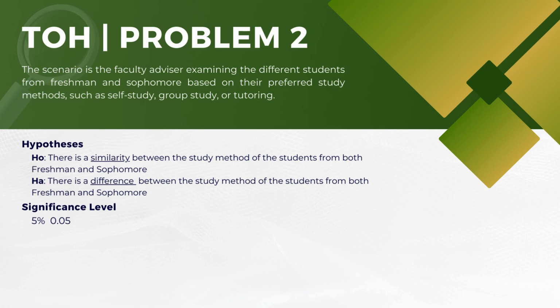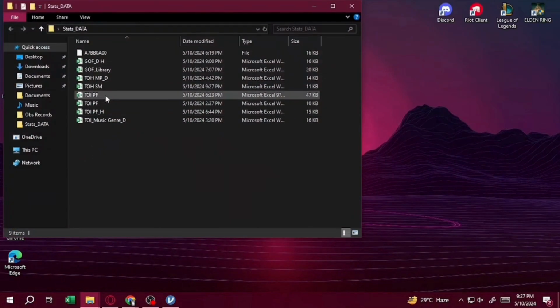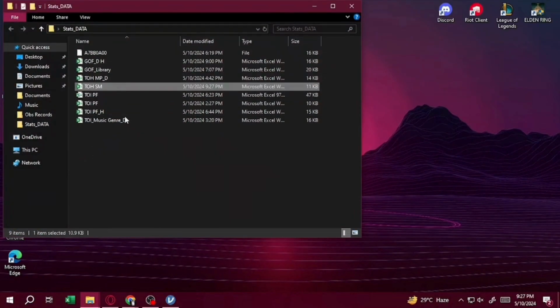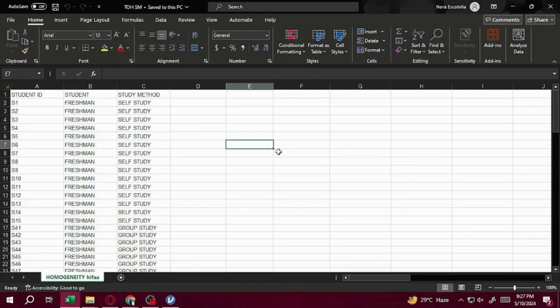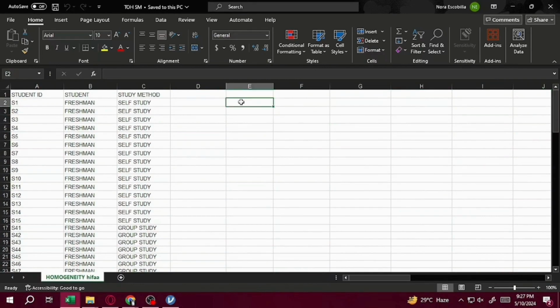Second, the alternative hypothesis: there is a difference between the study method of the students from both freshman and sophomore. And we use the significance level 5% or 0.05 for this problem. Again, let's solve the problems using the chi-square test of homogeneity. And in processing our data, we will utilize Microsoft Excel to organize and compute statistics again.